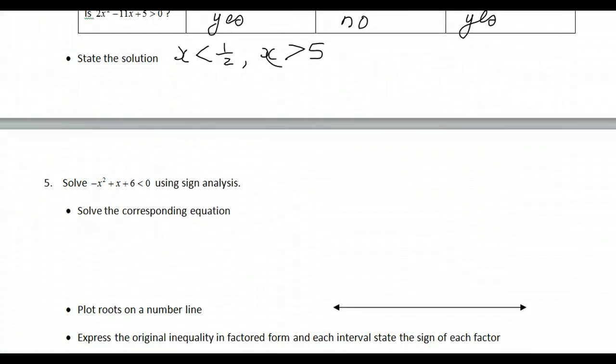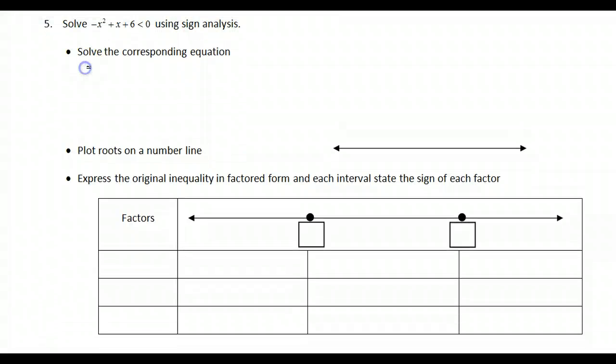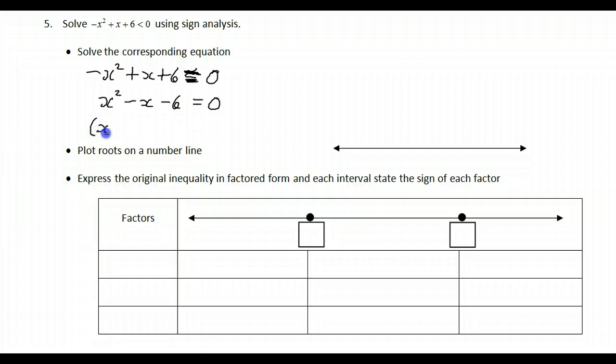All right, what else? Sign analysis. Okay, one step at a time. Solve the corresponding equation. Okay, we've got negative x squared plus x plus 6. Oops, sorry, we're going to solve the equation, so we're going to write equals 0. I don't like negatives, so I'm going to get rid of that. So I'm going to go x squared minus x minus 6 equals 0.